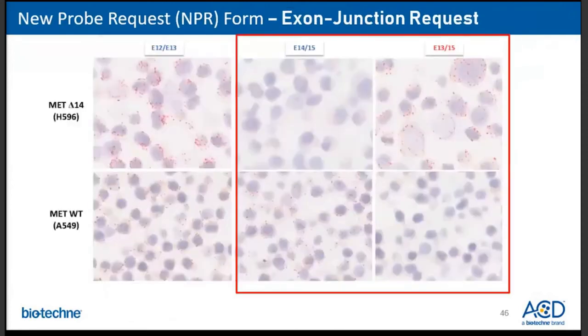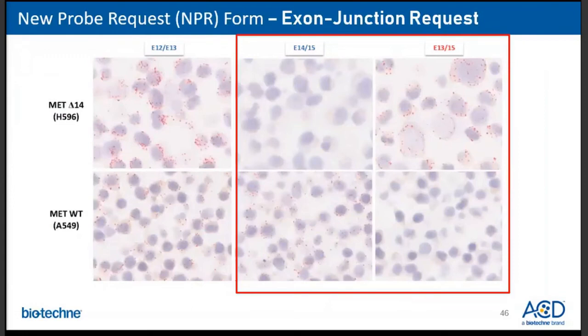And as an example of the images that we have from validations in-house, we have a probe showing this MET delta 14 with H596 cells. We're showing here with this probe, the E13, E15, which detects the junction. It's showing that it has expression in these cell lines. And so this probe is positive for this particular delta 14 deletion.